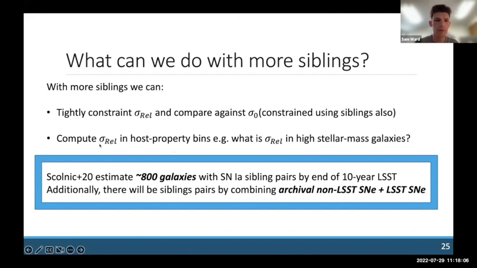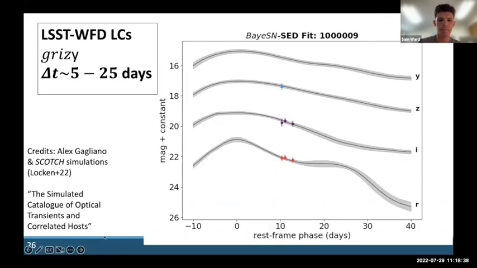I think a cool thing to do would be to compare sigma rel in different host property bins. So what is sigma rel in high stellar mass host galaxies? How does this compare to that constrained in low stellar mass host galaxies? Skolnick 2020 estimate that there's going to be around 800 galaxies with type 1a supernova sibling pairs by the end of the 10-year Legacy Survey of Space and Time. And it's worth noting that in addition to these, you'll also have the LSST supernovae. You can pair these up with archival non-LSST supernovae to create a sibling pair. So the number of galaxies here is probably going to be larger than this.